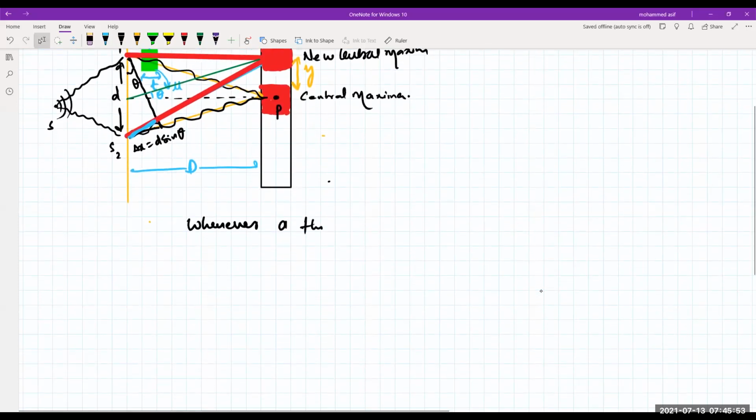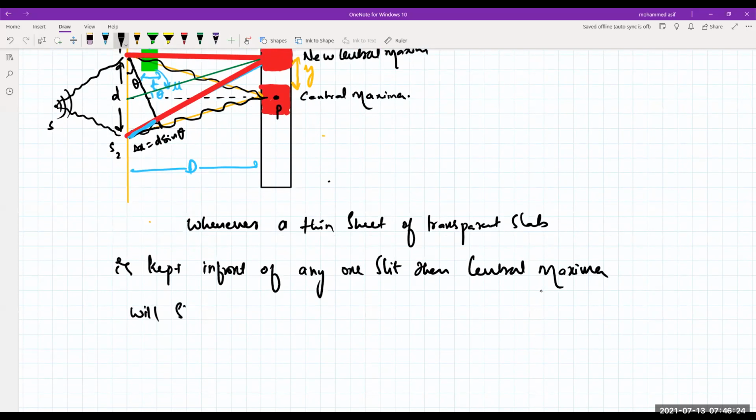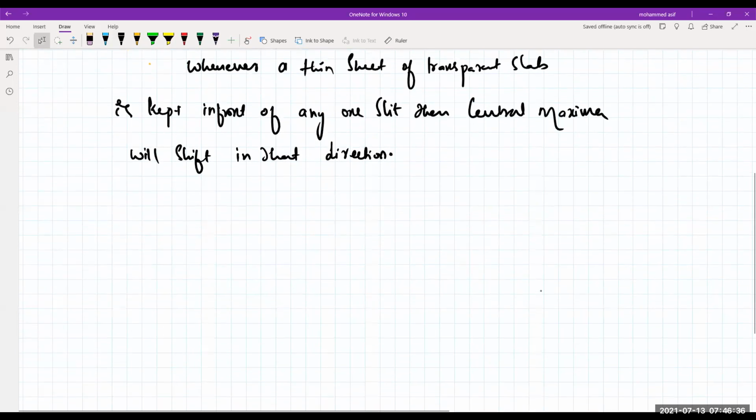So what is the condition I told you? Whenever a thin sheet of transparent slab is kept in front of any one slit, then the central maxima will shift in that direction. Okay? Is it clear?